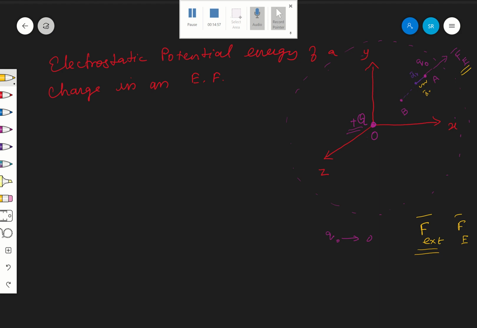Therefore, if force on Q naught is 0, once the force on Q naught is 0, if I am moving Q naught through a distance dr, since there is no force acting on it, there will not be any acceleration. Which means that I am moving Q naught through a distance dr without any acceleration, by applying a force F external such that it counterbalances the force due to the electric field. Are you following? Very, very important.